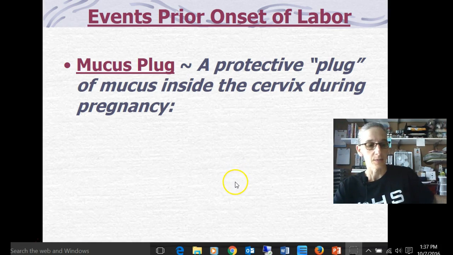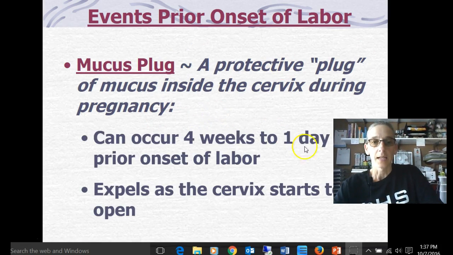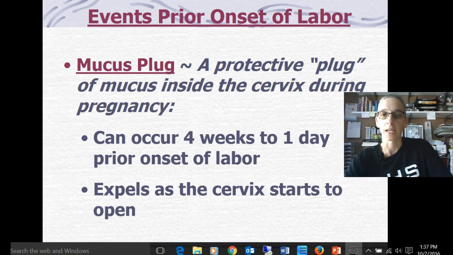All right, the third thing was the mucus plug. The mucus plug is a protective plug of mucus inside the cervix during pregnancy. And we may lose our mucus plug. It occurs anywhere from 4 weeks to 1 day prior to the onset of labor, the loss of the mucus plug. And it expels as the cervix starts to expand and open up. So as the cervix starts dilating a bit, the mucus plug will be expelled.